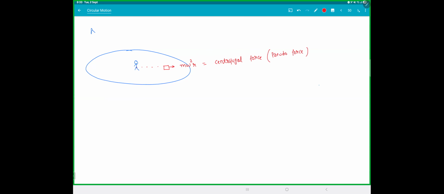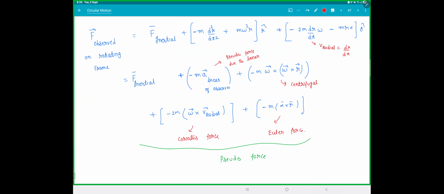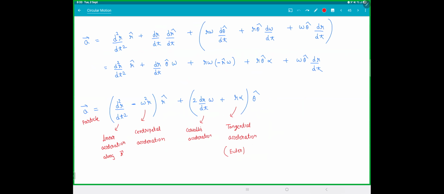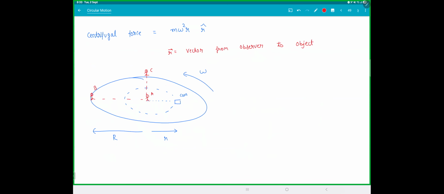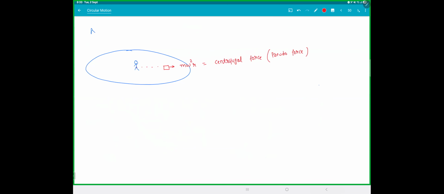Remember, centrifugal force is not pseudo force. Centrifugal force is a part of a pseudo force. Because if you remember what is pseudo force, all these 4 terms together will give you a pseudo force. In that, centrifugal force is only a component. But luckily in this case, the other 3 components become 0. So this is what he will write.